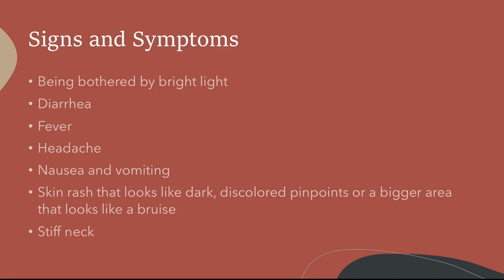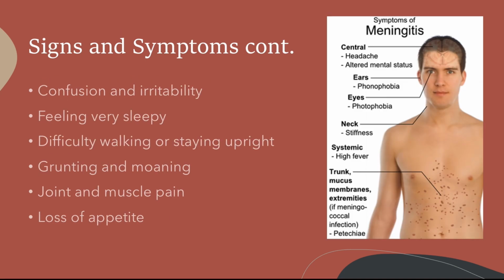Signs and symptoms of this disease would be being bothered by bright light, diarrhea, fever, headache, nausea and vomiting, and even a skin rash that looks dark, discolored, pinpoints, or bigger areas that look like a bruise, and also having a stiff neck. Some other signs and symptoms would be confusion and irritability, feeling sleepy, difficulty walking or staying upright because of balance issues, grunting, moaning. You can also have joint and muscle pain or a loss of appetite.